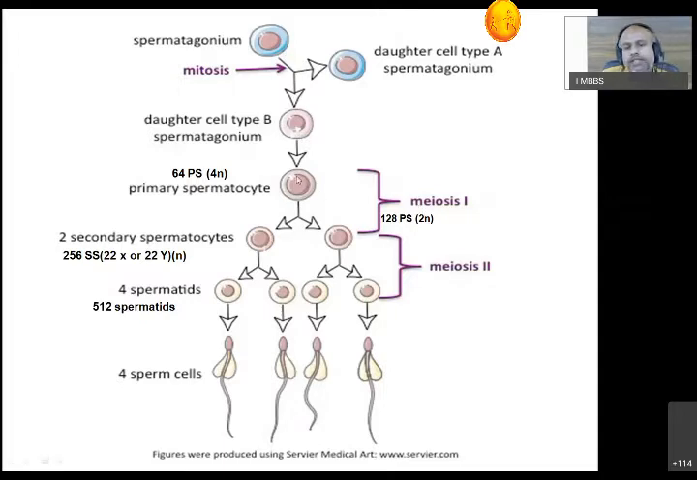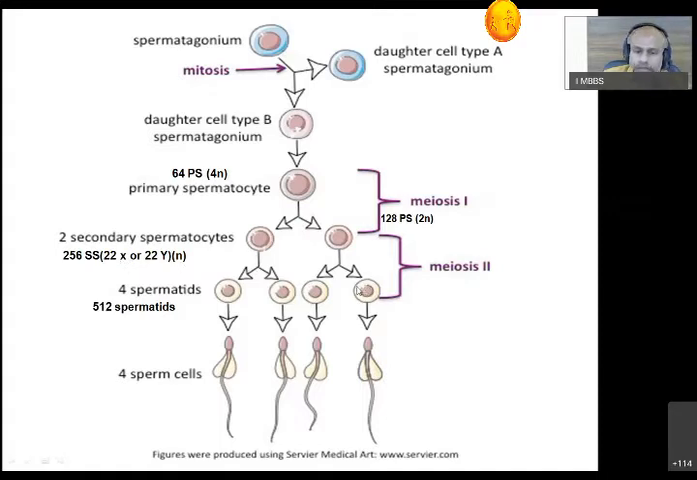First meiotic division starts here. In the prophase of the first meiotic division, the primary spermatocyte has chromatid duplication, and will contain 4n number of chromosomes, not 2n. They get separated by completion of the first meiotic division, and each primary spermatocyte contains 2n chromosomes; 128 are formed. In the second meiotic division, secondary spermatocytes are formed. 256 are formed, and each secondary spermatocyte contains 22X or 22Y. That is n number of chromosomes.